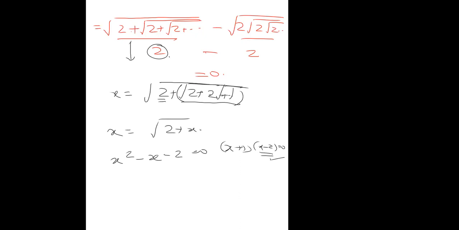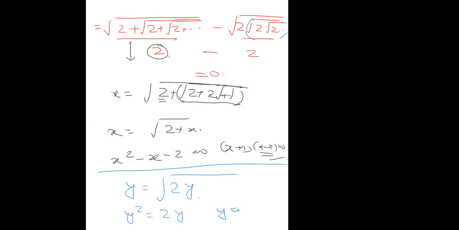And for the second one, let y be equal to √(2√(2√2...)). I'm writing this as y. So y = √(2y). Squaring both sides, y² = 2y. y is equal to 0 and y is equal to 2. Two solutions we are getting, but y equal to 0 is not possible. So y is equal to 2. So both the numbers are coming as 2 and 2. So this will be 0.